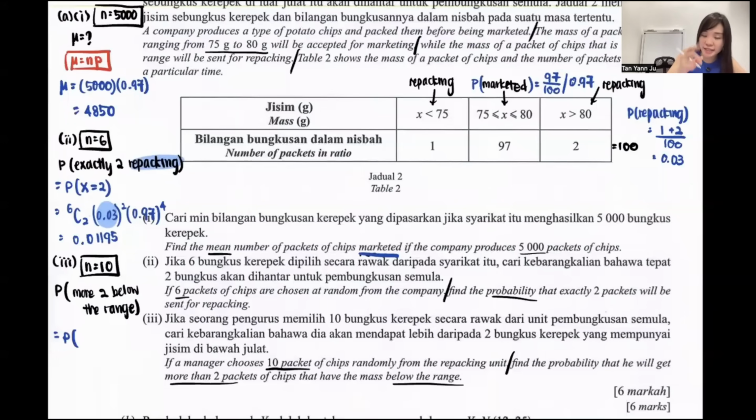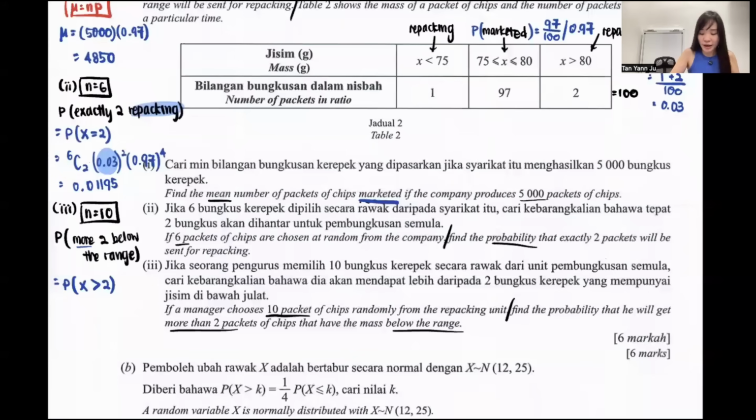So first thing first, everything you want to find is called x. More than, bigger than what? 2. Should I put an equal sign? No, they say more than, which means more than. They didn't say more than or equal to. So more than means bigger than 2. So now, how do I do it?